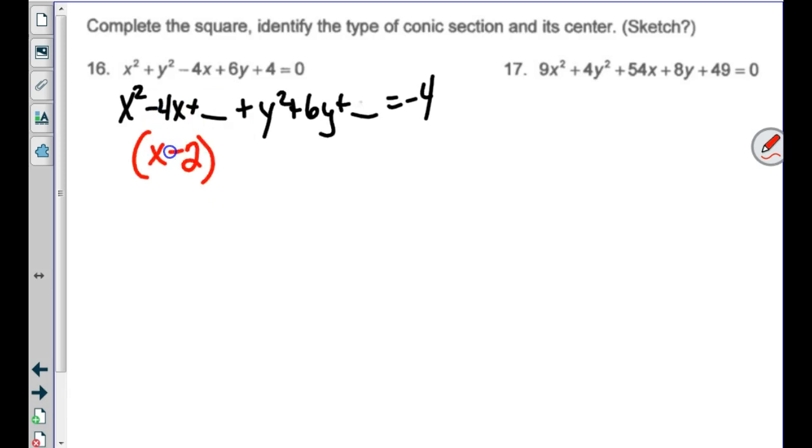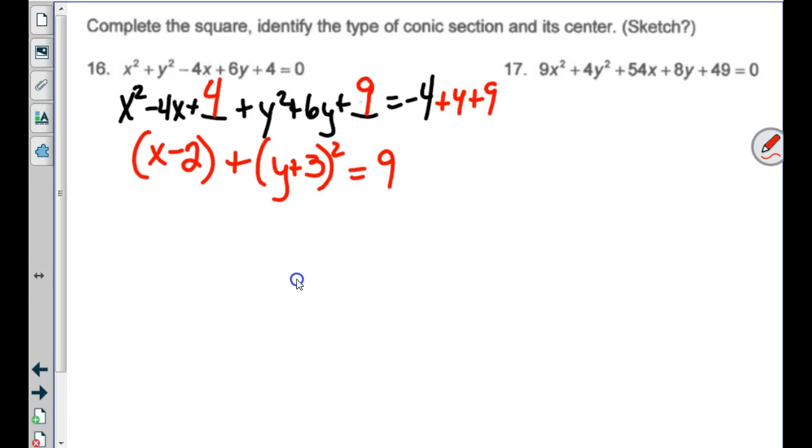Half of 4 is -2, squared is 4. Half of +6 is +3, squared is 9. So I got 9 on the right. You can divide by 9 if you want, but what is this? Oh, I forgot a squared, yeah. Thanks. It would be because it's a plus, but does it stretch in either direction? No, so it's actually a circle. If you divided it all by 9, you'd realize you had a 9 under both, right? So it's going the same way, so it's a circle.